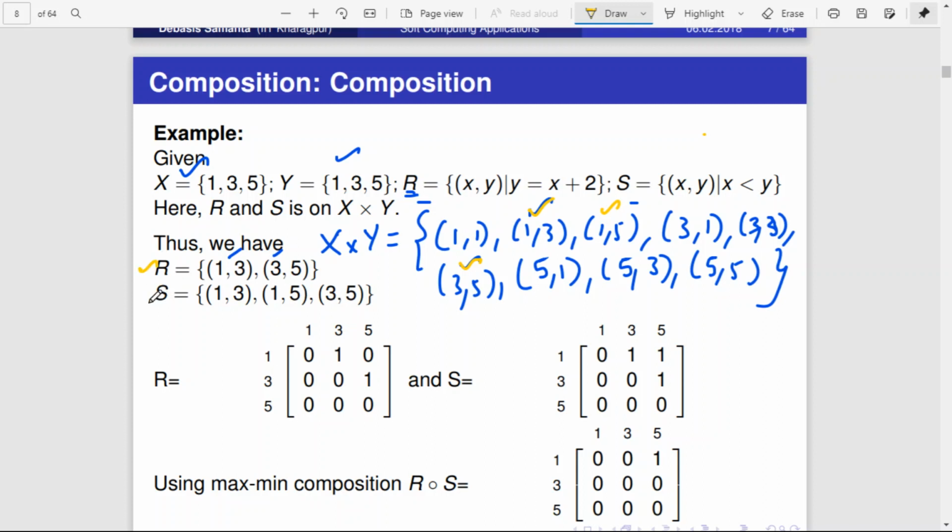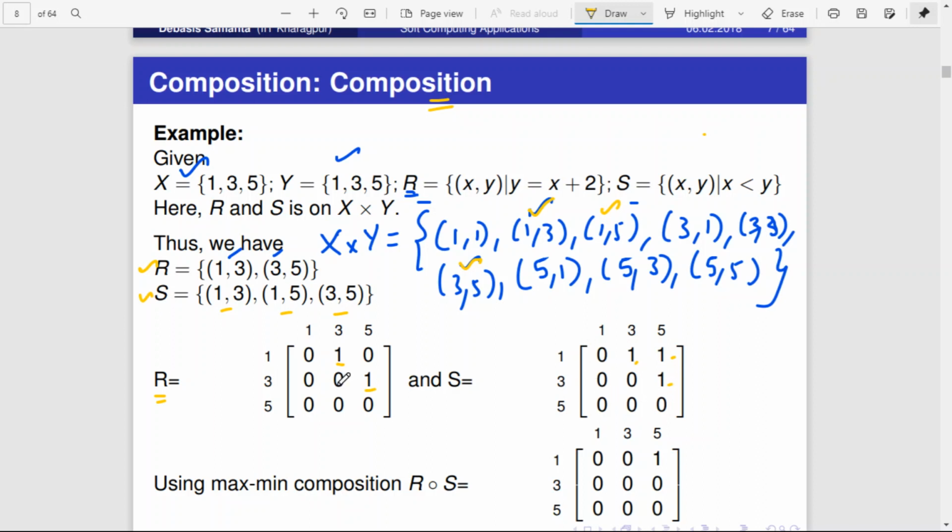So now these two relations we obtained. We are going to discuss composition now. These two relations we have to represent as matrices. R is represented like this: 1 3 5 and 1 3 5. Only at positions 1 3 and 3 5 we put 1, and the remaining positions are filled with zeros. Similarly, the relation S can be represented through a matrix: positions 1 3, 1 5 and 3 5 are marked 1, and the remaining positions are zeros.